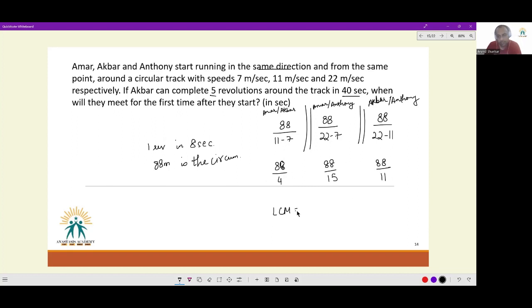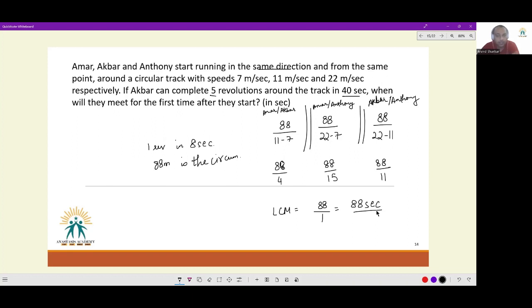LCM of fraction is LCM of numerators, which is 88, divided by HCF of denominators. 4 and 15 have an HCF of 1. So 88 by 1. They will meet after 88 seconds. Now one point of clarification. I did not really need all the three pairs here. Any two pairs would suffice.